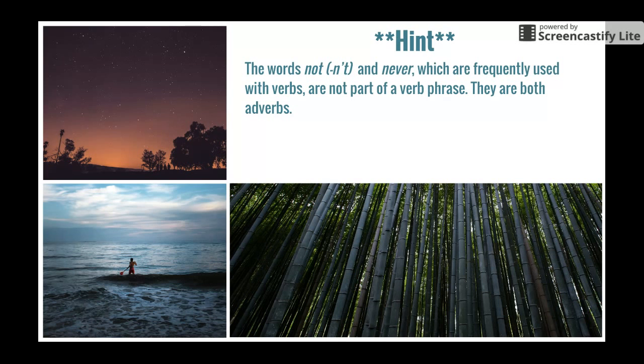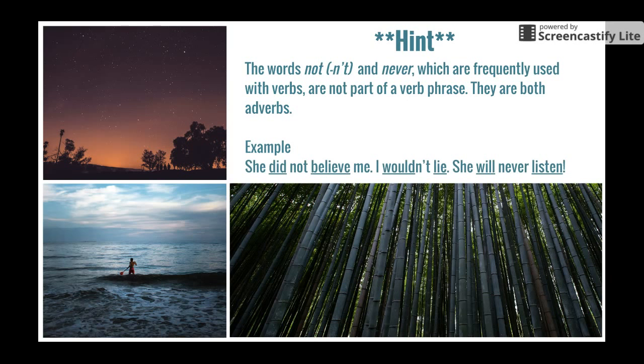Here's a hint for you guys. The words not, or the contraction n't, and never, which are frequently used with verbs, are not part of a verb phrase, or they are not part of a simple predicate. They are both adverbs. Here's some examples. She did not believe me. I wouldn't lie. She will never listen.